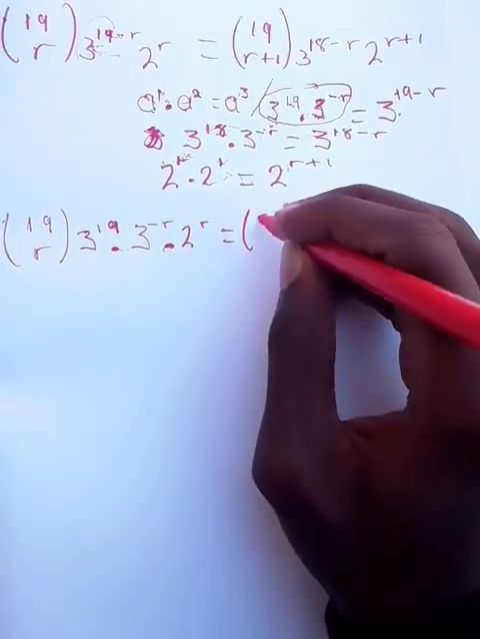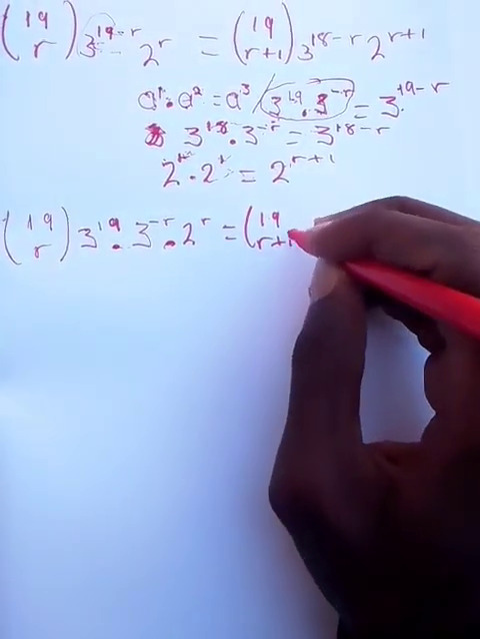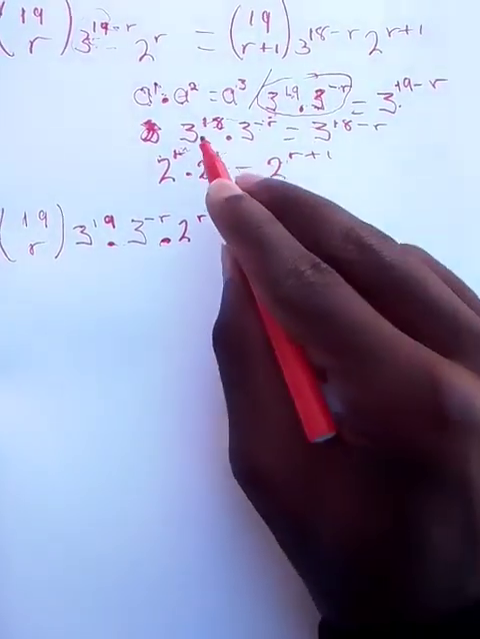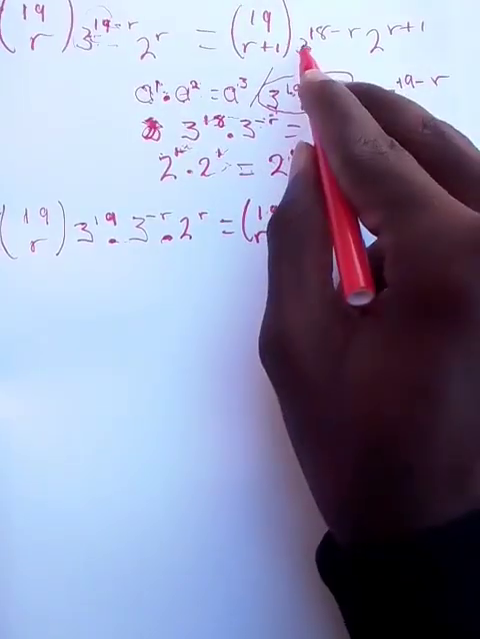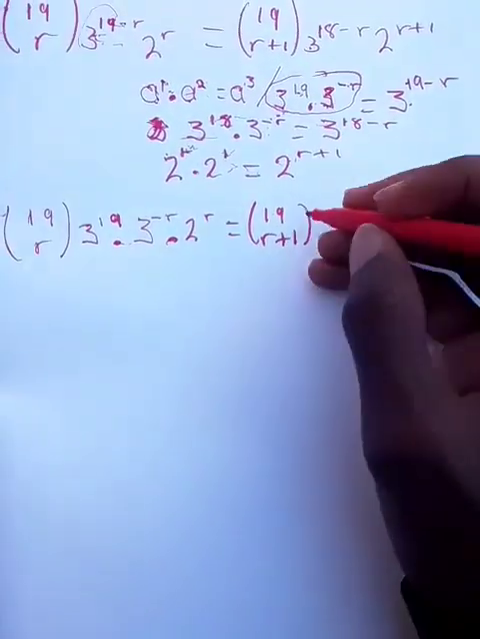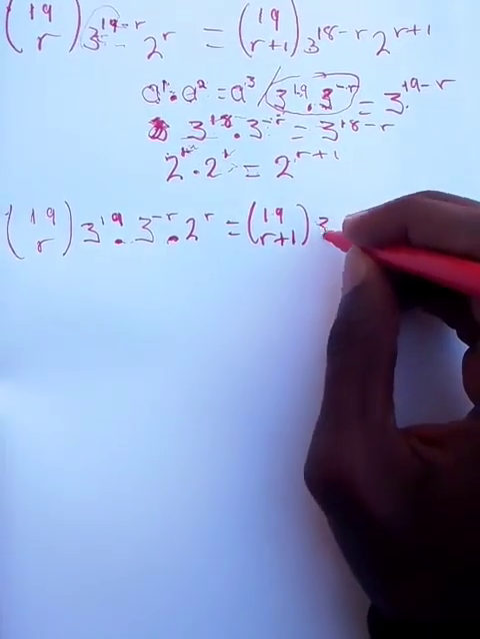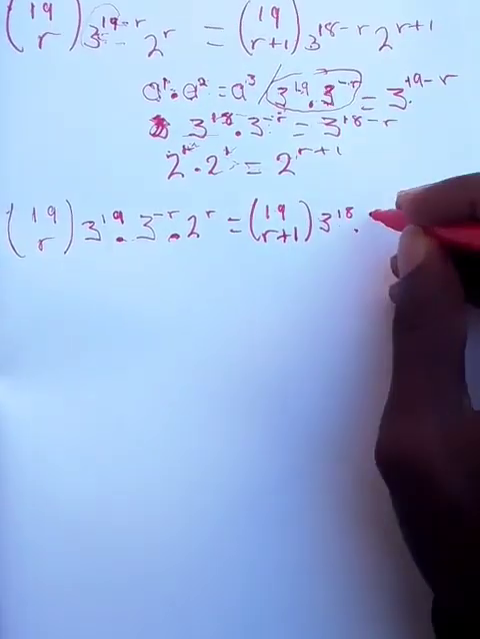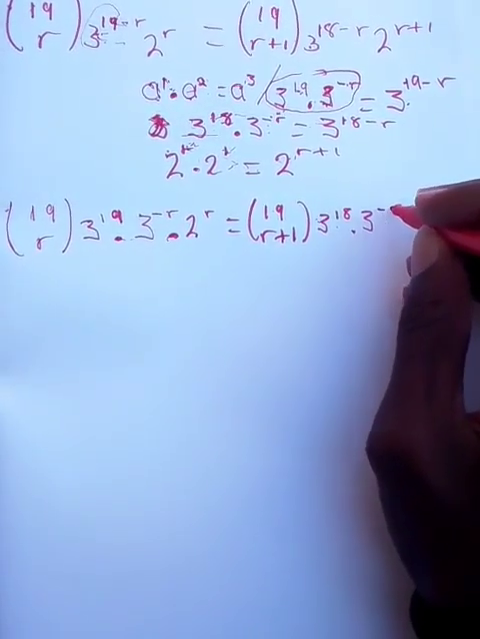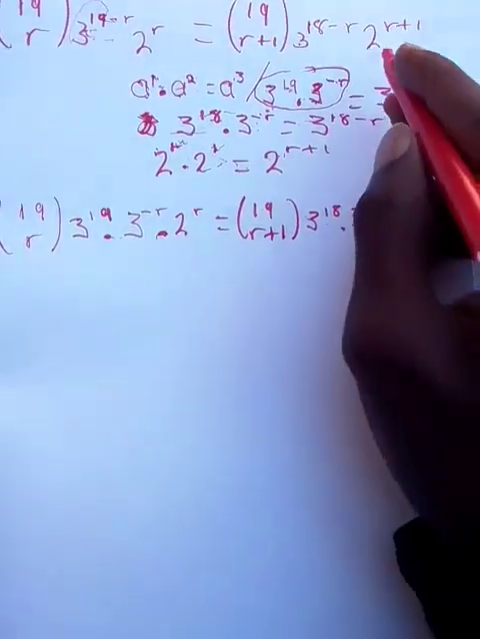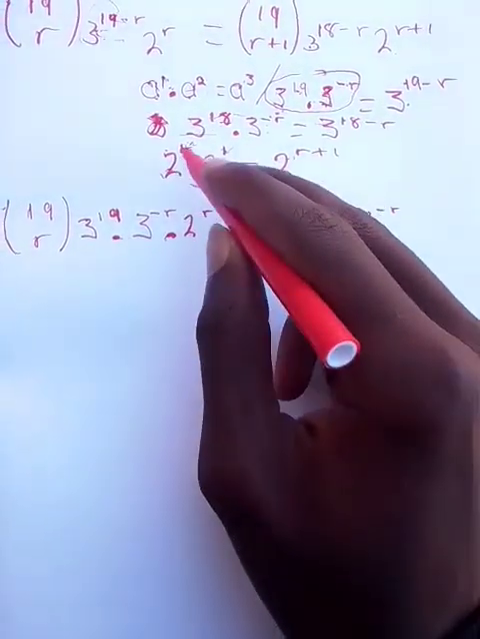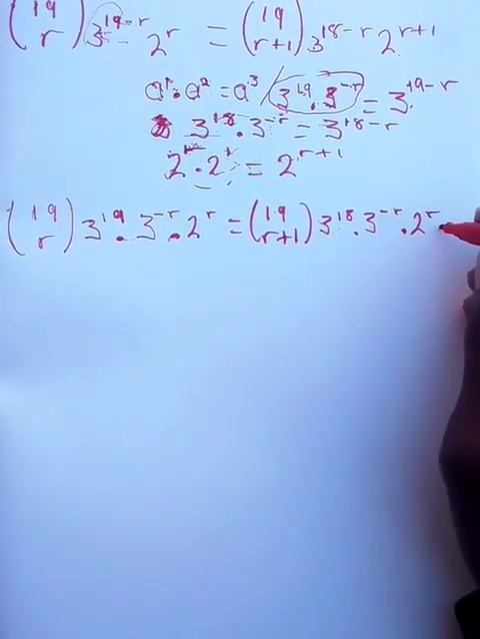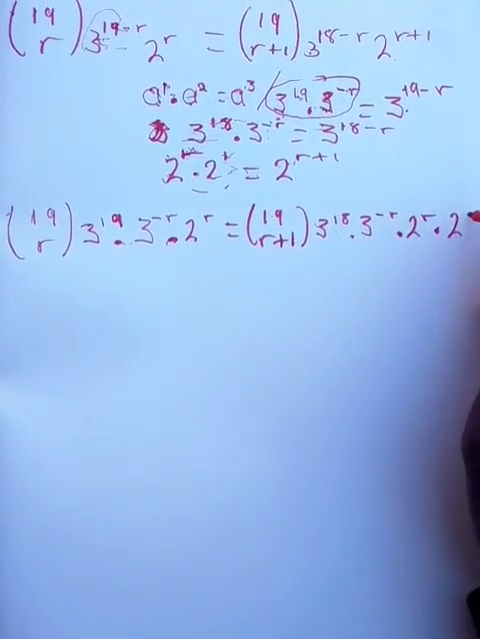so I'll write 3^(19 - r) times 2^(r + 1). So here I'll replace with what? This. I showed you, right, that this one can also be written as this. So I'm going to say 3 raised to the power of 18 times 3 raised to the power of negative r. Okay, even this one I can write this whereby 2^r, so I'll say times 2^r times what? Times 2 raised to the power of 1, right?